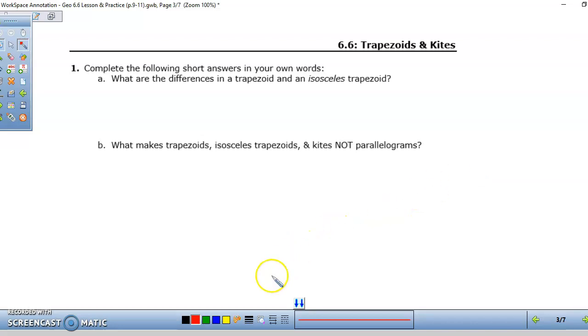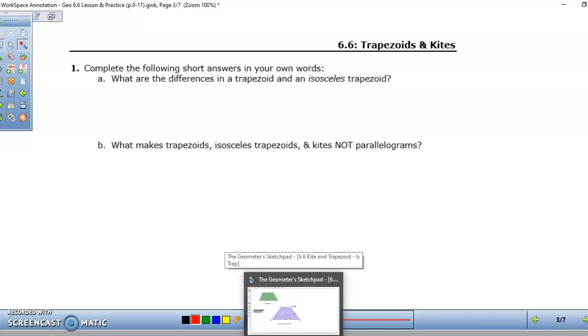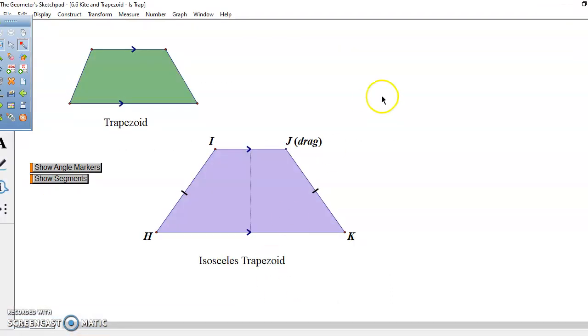Okay, welcome back. So what I'm going to do before I go through this is show you a couple of diagrams to help you solidify what's going on here. So here I have a Geometer's Sketchpad sketch of a trapezoid. And these are the parallels as marked. And then if I move this around here, you can see those stay parallel.